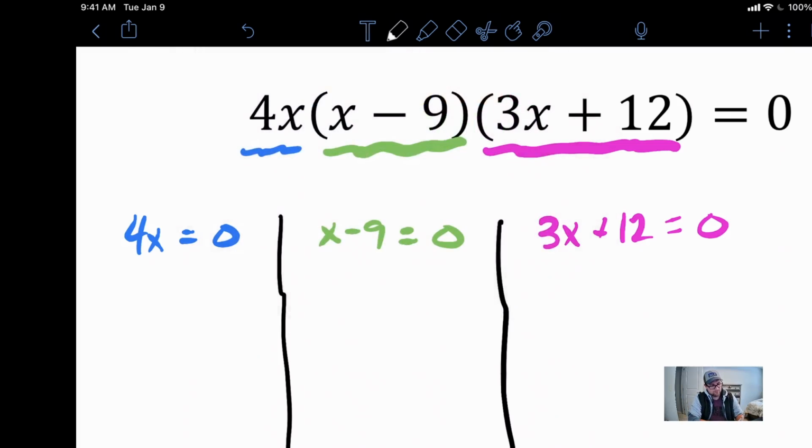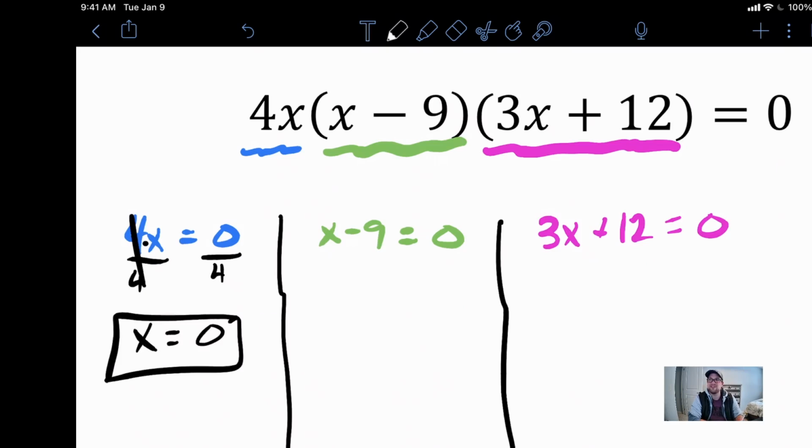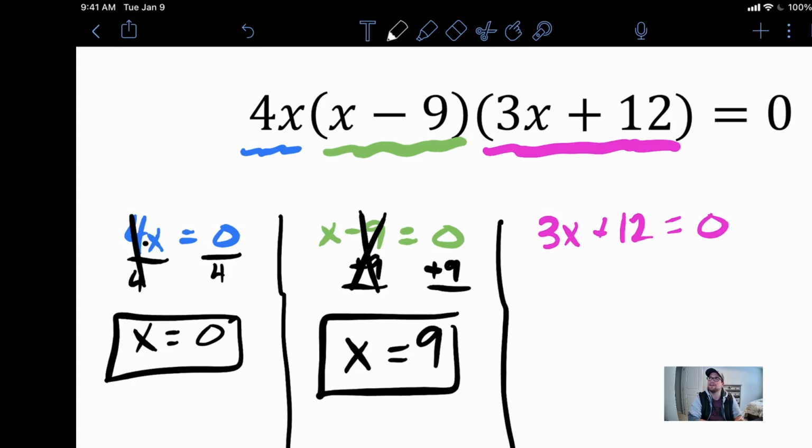To solve the blue one, 4 is hooked onto x using multiplication, so we are going to divide to unhook it. 0 divided by 4 is just 0, which means that will be one of our answers. When you get to the green one, you want to get rid of the minus 9. To get rid of it, you need to add 9. That's going to make these two cancel off. And you're going to be left with x equals 0 plus 9 is 9.